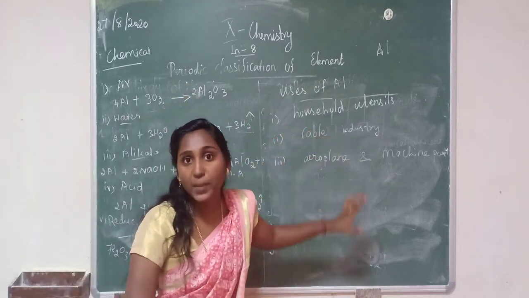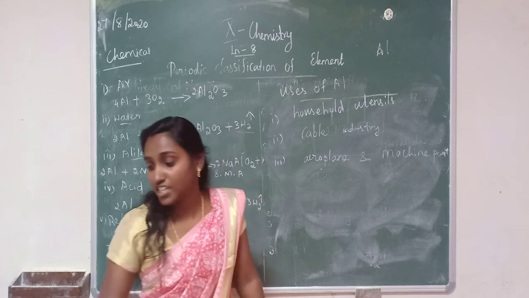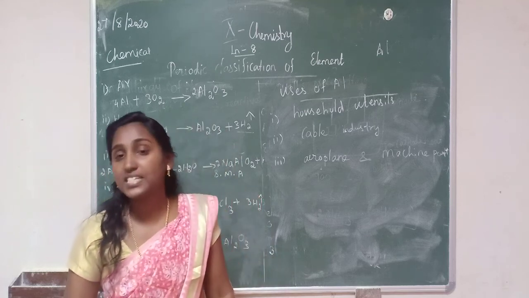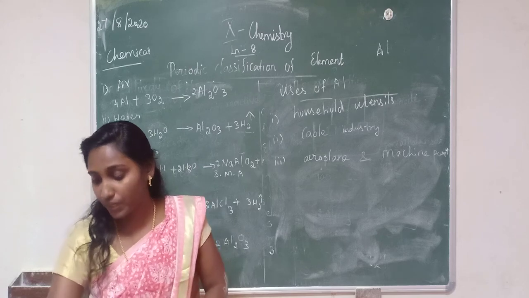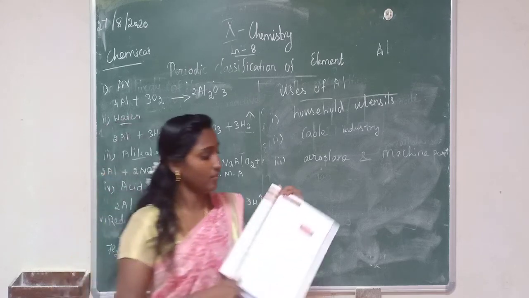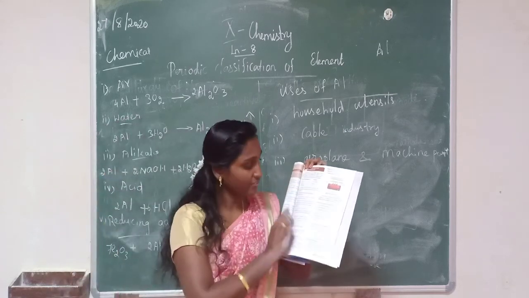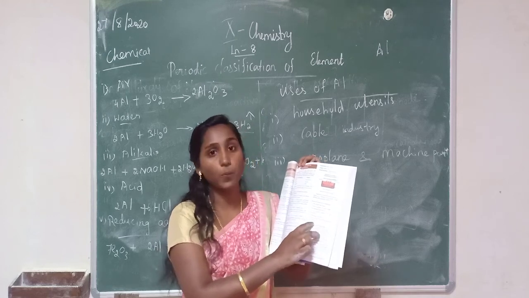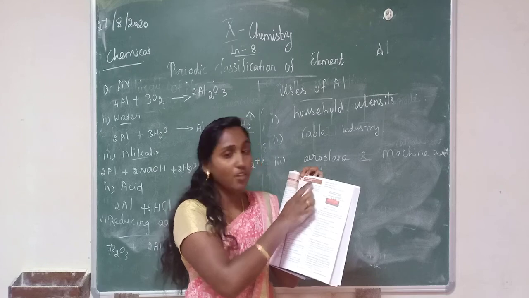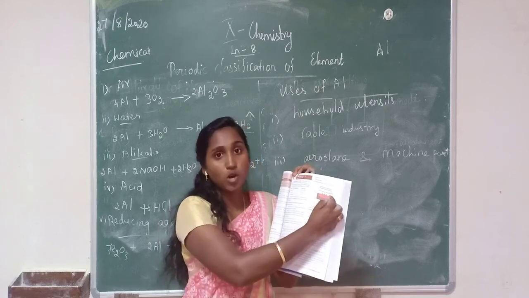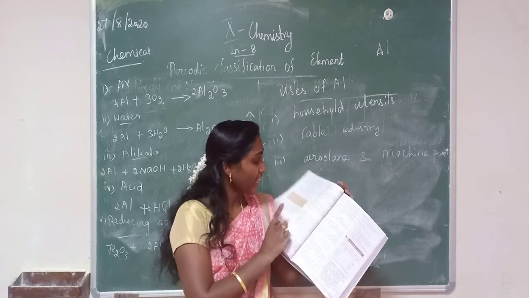Now all of you take page number 115, just mark it: explain the metallurgy of aluminium. Start from the first paragraph up to the physical properties, mark it. Explain the metallurgy of aluminium. The diagram must be drawn. Then take the next page.